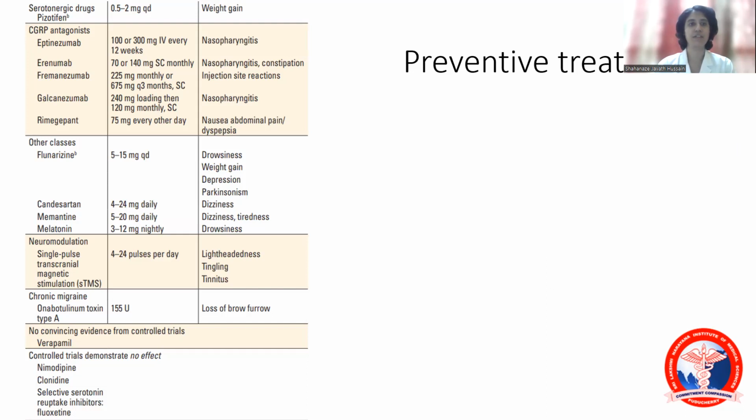Other drugs are flunarizine, candesartan, memantine, and melatonin. Neuromodulation with single pulse transcranial magnetic stimulation is also effective. For chronic migraine, onabotulinum toxin, that is Botox, is also being tried. The drugs listed at the end, that is verapamil, nimodipine, clonidine, and SSRIs like fluoxetine, though previously recommended, have not been found to have any effect.